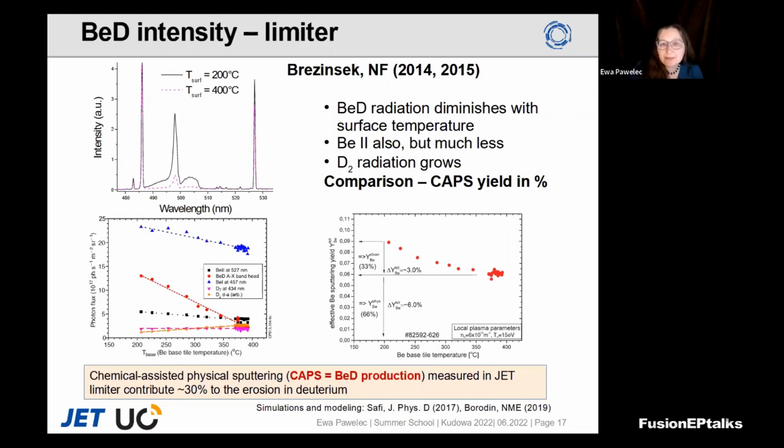So, for example, if we have a hot wall, we have suppressed a significant part of the erosion, which means that knowing how those molecules behave and how we can avoid them is also important to have as small erosion as possible, because that's what we want in most cases to have.